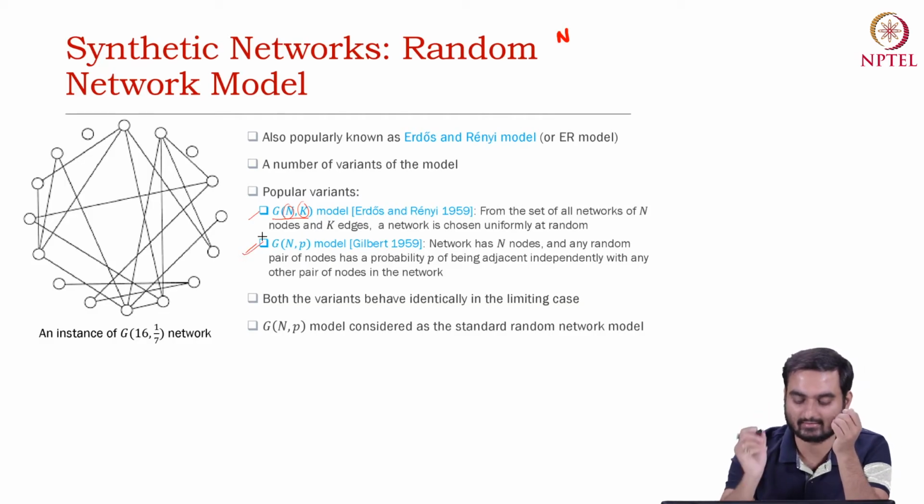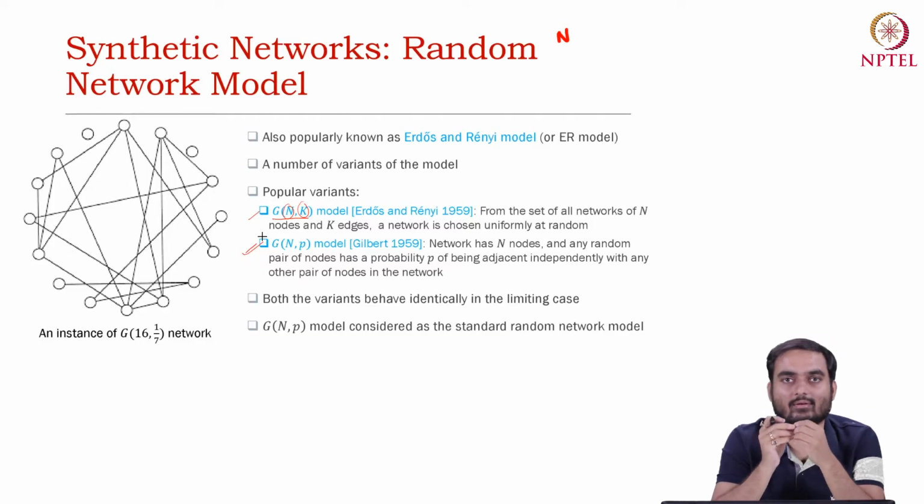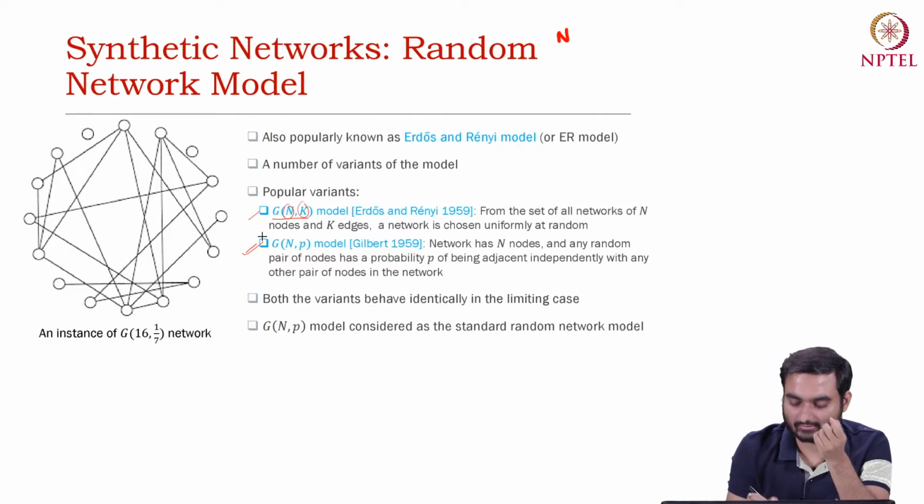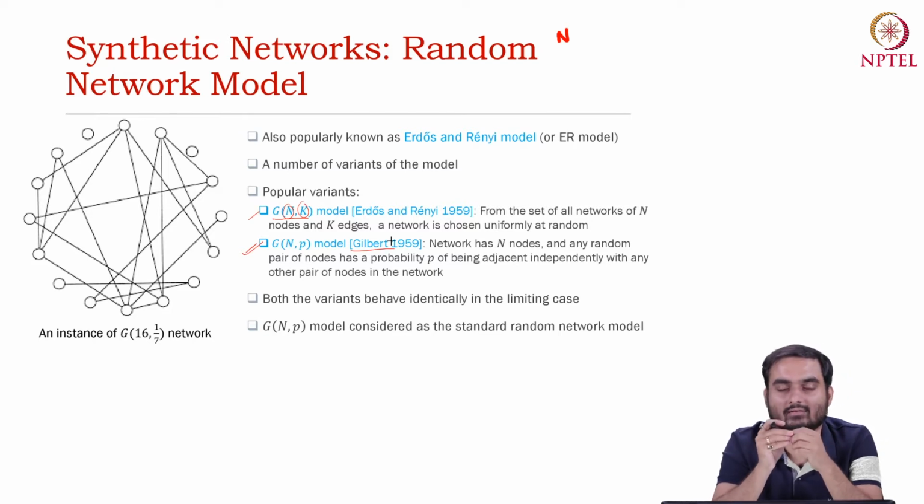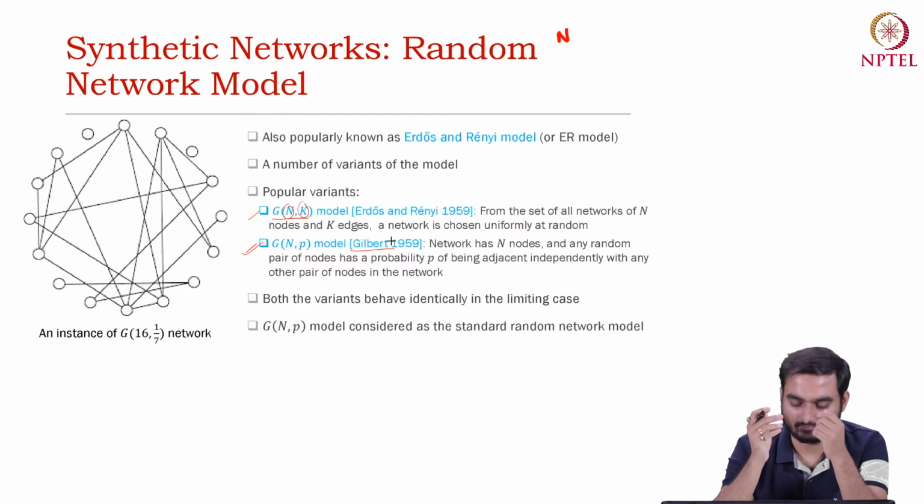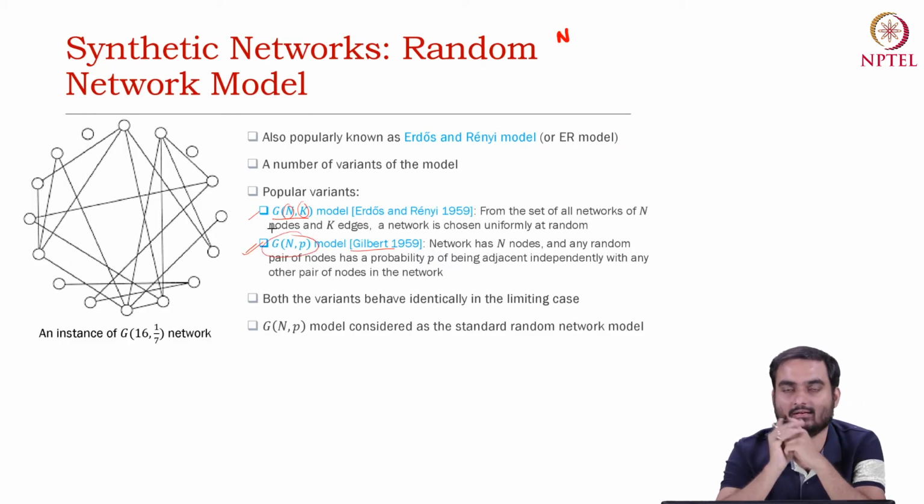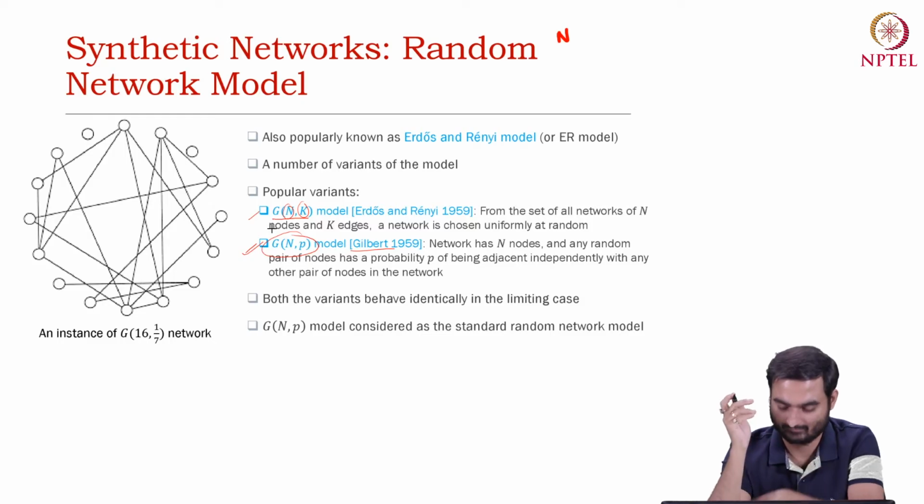The second realization is G(n, p), where p is the probability of connecting a pair of nodes. You choose a pair of nodes and then with probability p you connect them, with probability 1 minus p you do not connect them. This was proposed by Gilbert in 1959. Both these models, in the asymptotic or limiting case, behave similarly, but in this particular chapter we consider G(n, p) as the standard way to explain the random graph model.